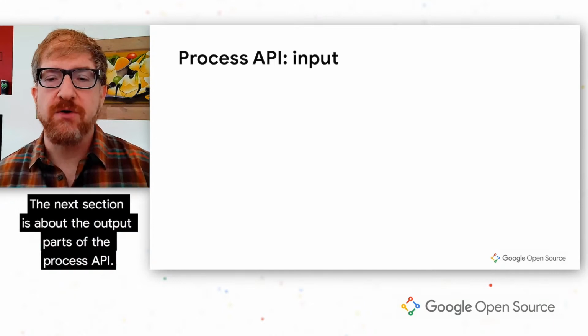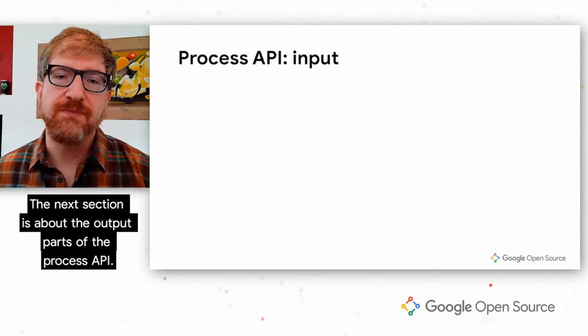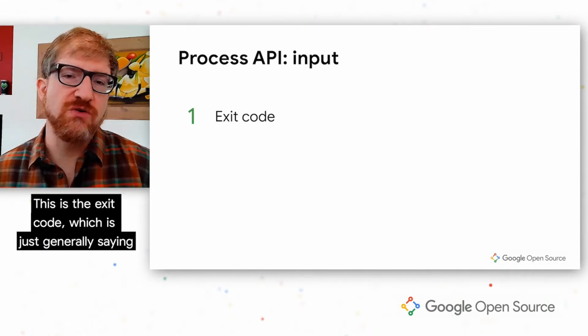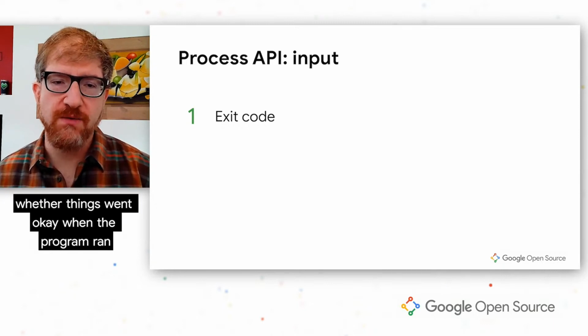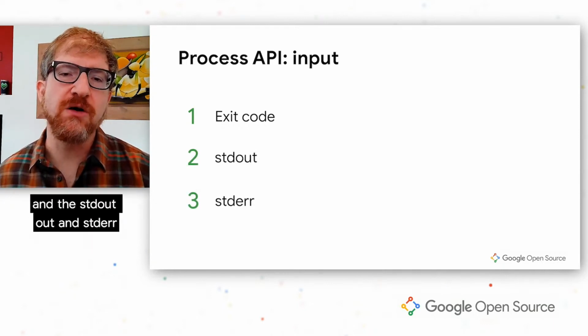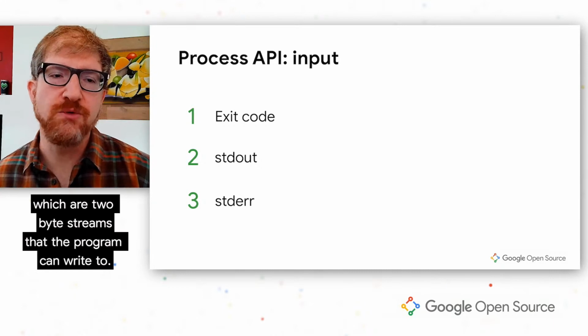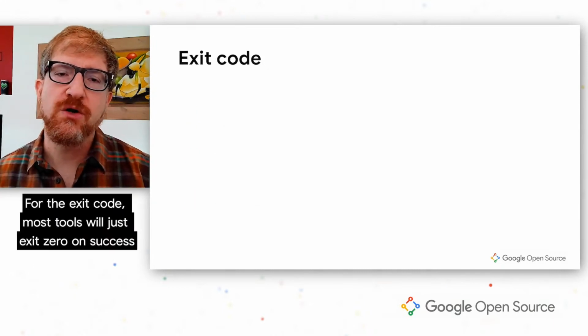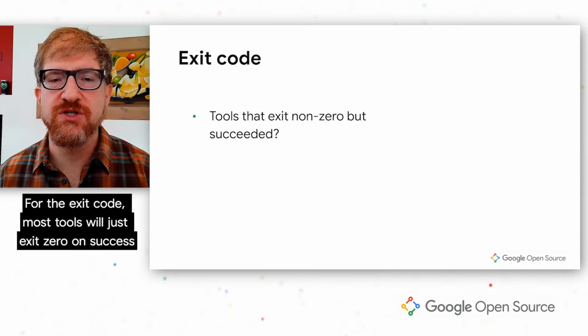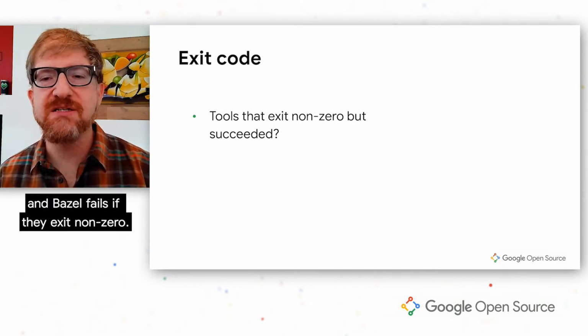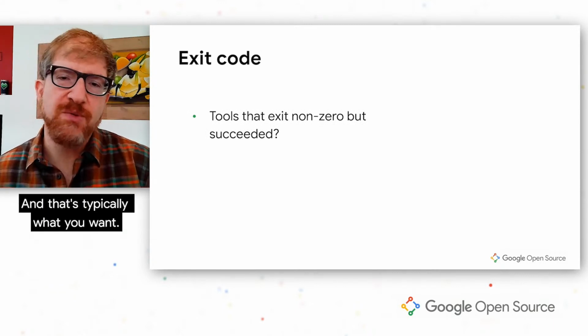The next section is about the output parts of the process API. So this is the exit code, which is just generally saying whether things went okay when the program ran, and the standard out and standard error, which are 2 byte streams that the program can write to. So for the exit code, most tools will just exit 0 on success, and Bazel fails if they exit non-zero, and that's typically what you want.